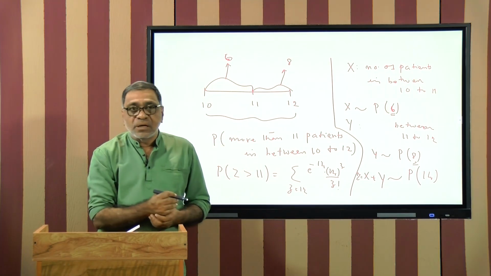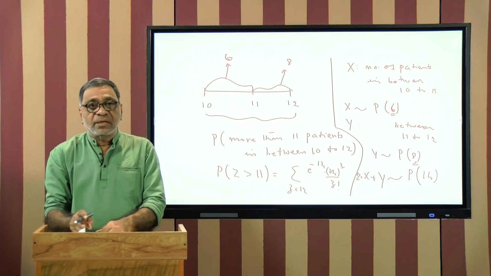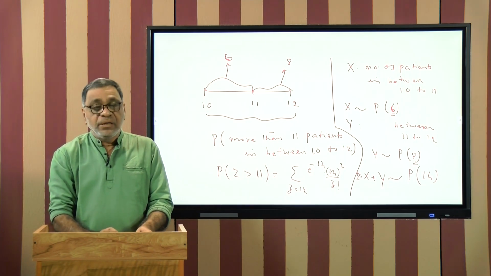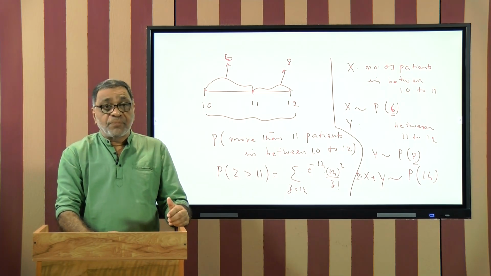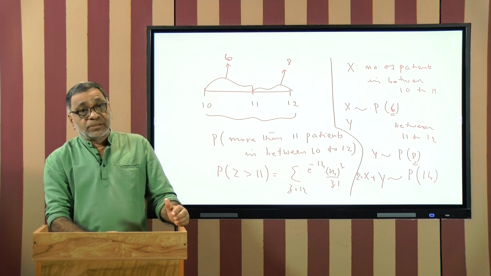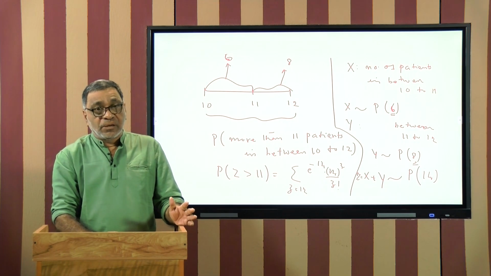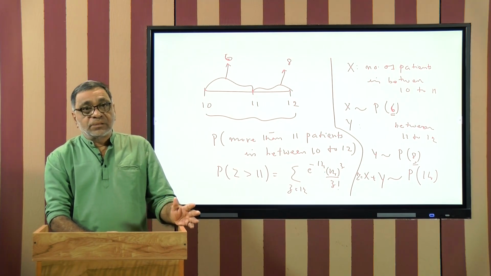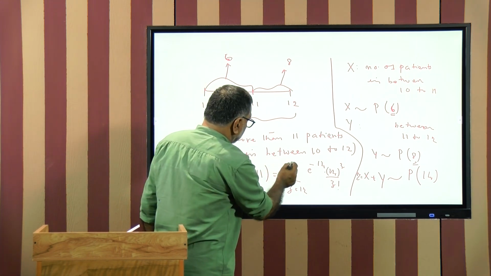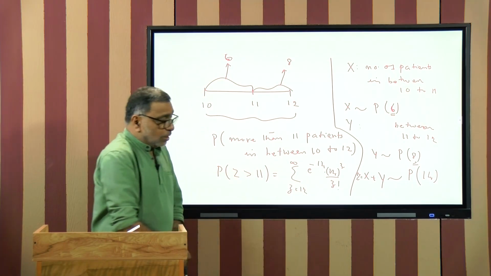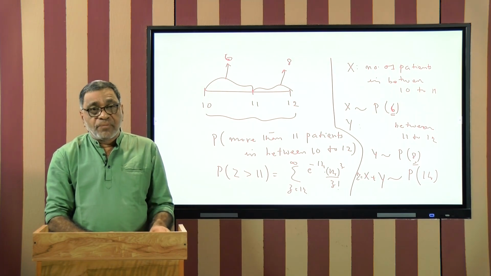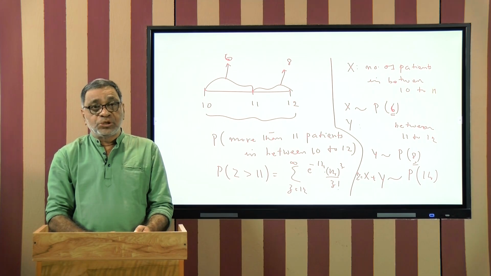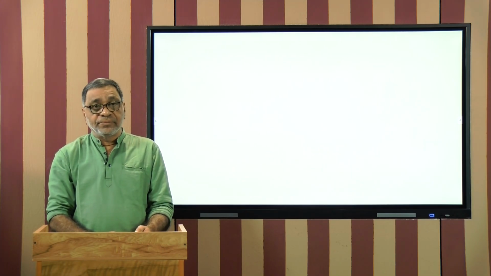Okay. So, that is the probability that, between 10 to 12, the number of patients who arrive is greater than 11, more than 11 patients. So, we are calculating this value, and it is actually up to infinity. Using the Poisson table, we can find that value directly. So, this is a problem where we are applying the Poisson distribution to find the probability of a certain event.